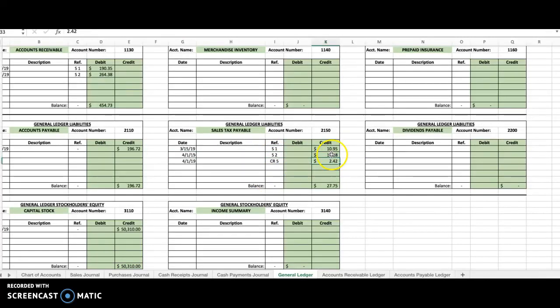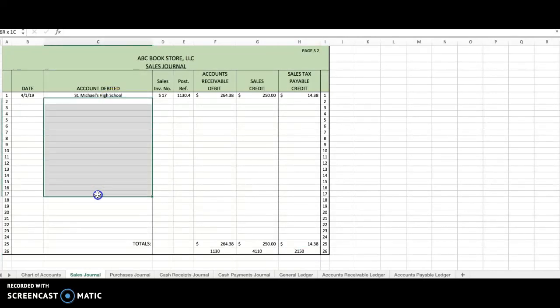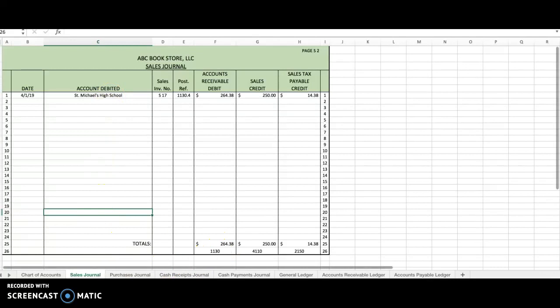And we'll look at the $2.42 in a moment. So that account number 2150 goes back into the Sales Journal. So now we have all of this posted. So this should be done every day. Now there could be many transactions here, but each one is posted to the customer's account, and then the total goes to the general ledger accounts.